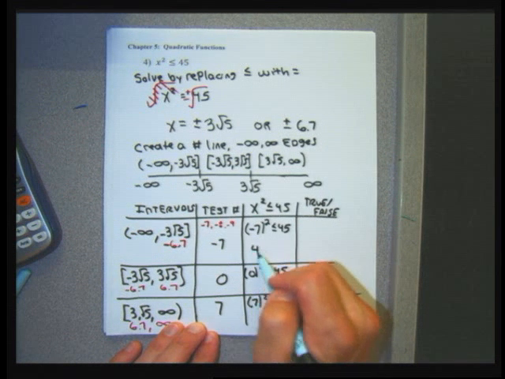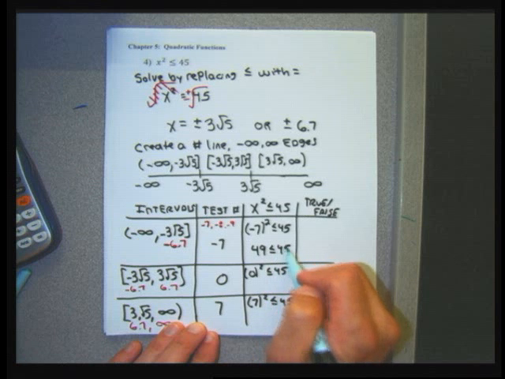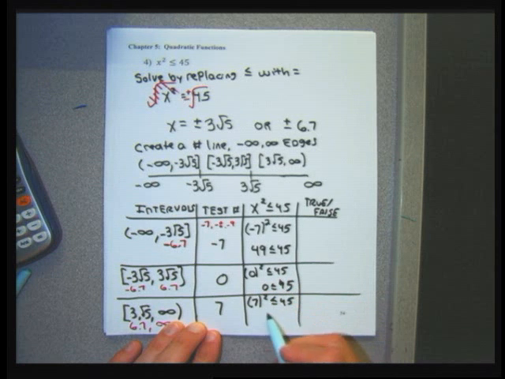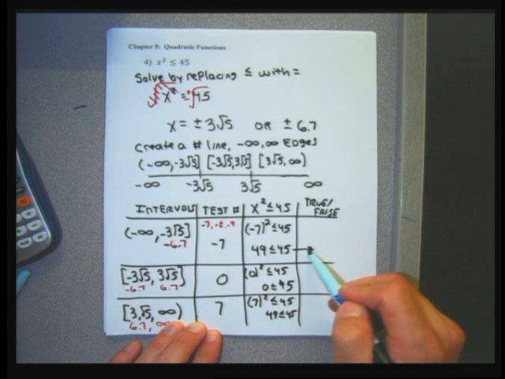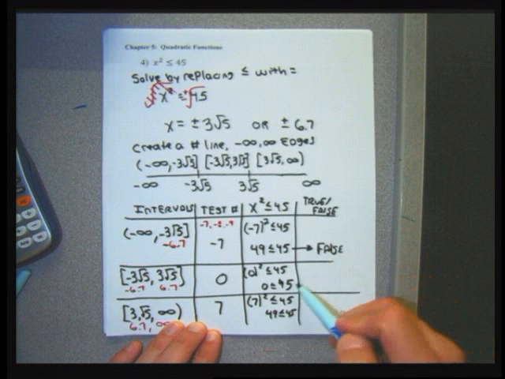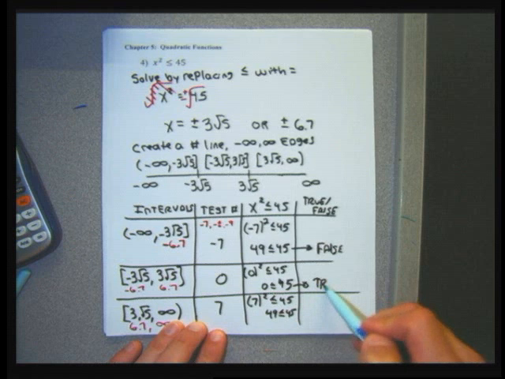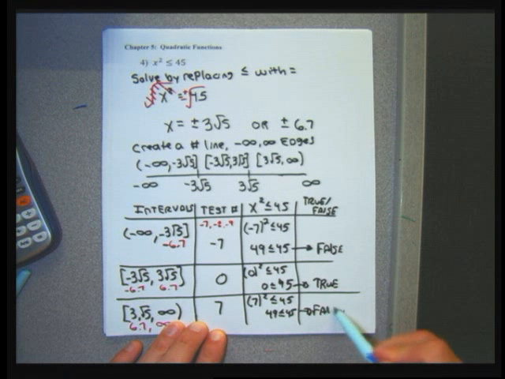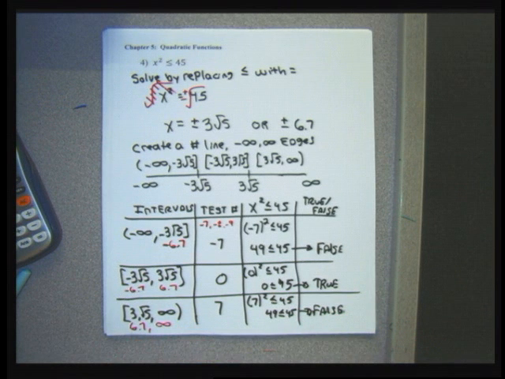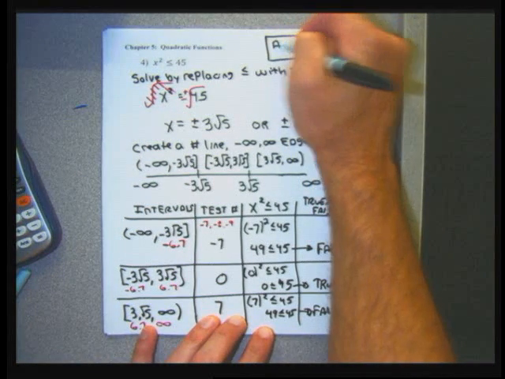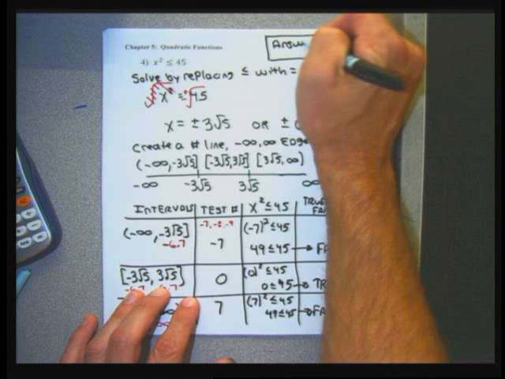First one, I get 49 is less than or equal to 45. Middle one, 0 is less than or equal to 45. Last one, 49 is less than or equal to 45. Fill in the last column. 49 is not smaller than 45, so this is false. Middle one, 0 is smaller than 45, so I'm going to put true. In the bottom one, again, 49 is not smaller than 45, so I put false. My answer is the true interval, so my answer to problem 4 is just the interval from negative 3 square root of 5 to positive 3 square root of 5.